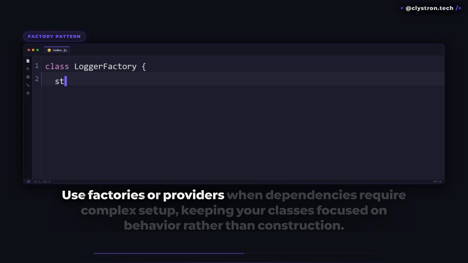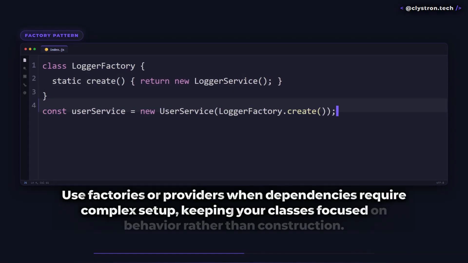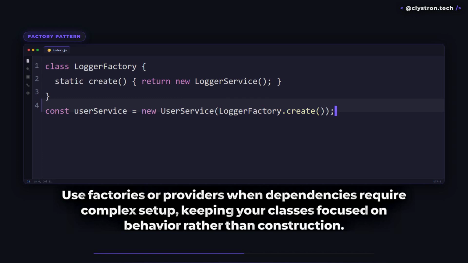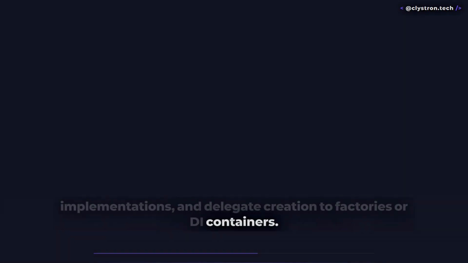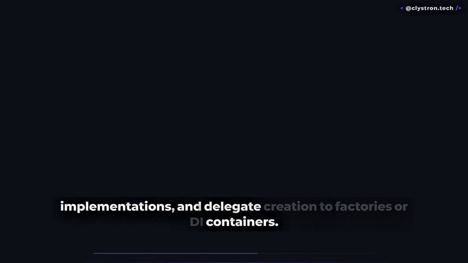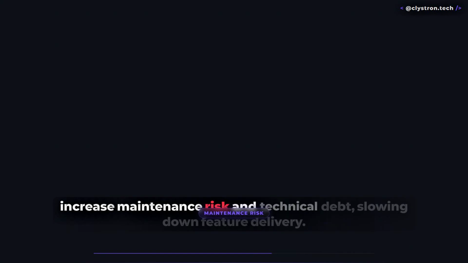Use factories or providers when dependencies require complex setup, keeping your classes focused on behavior rather than construction. Remember these practical tips: limit constructor parameters, inject abstractions, not implementations, and delegate creation to factories or DI containers. Skipping abstraction layers in DI or ignoring composition patterns can increase maintenance risk and technical debt, slowing down feature delivery.